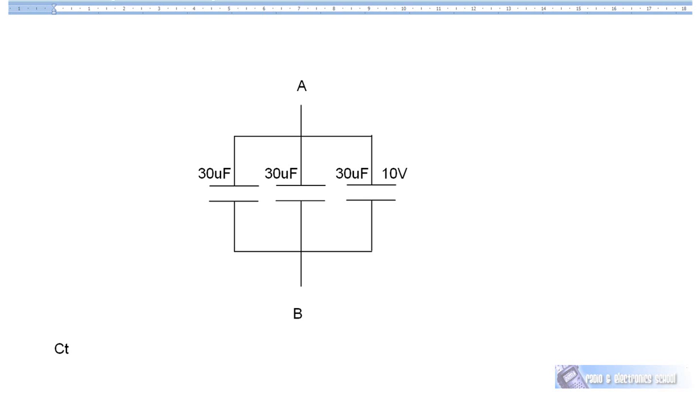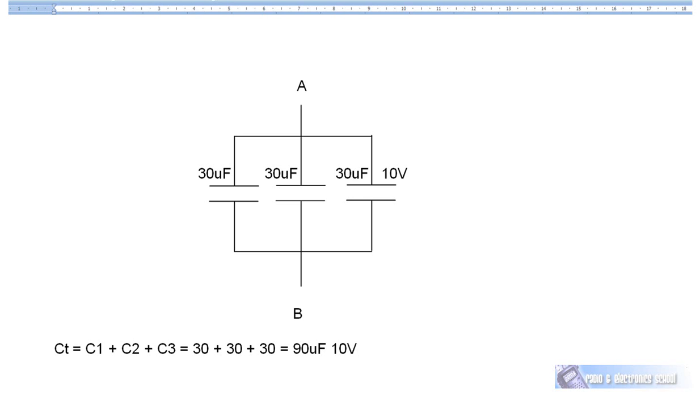CT, the total capacitance, equals C1 plus C2 plus C3. So that's going to equal 30 plus 30 plus 30 equals 90 microfarads, 10 volt. The voltage rating is still going to be 10 volts because if we put 10 volts between A and B, each one of those capacitors will have 10 volts across it.